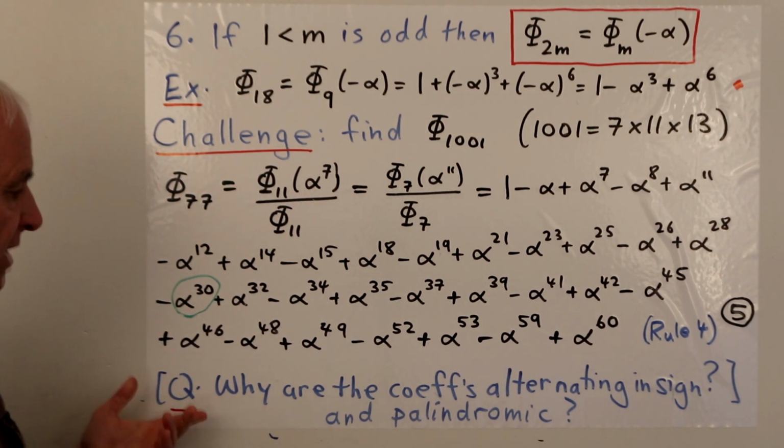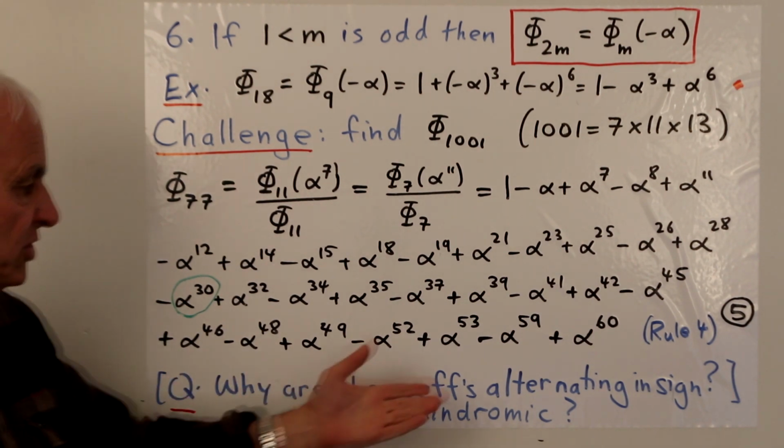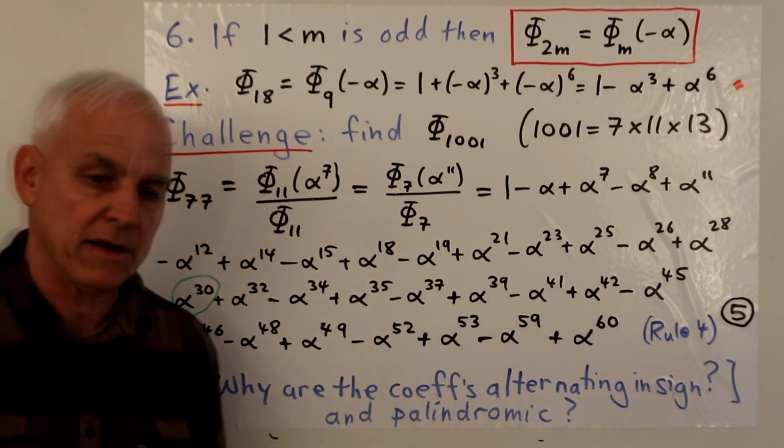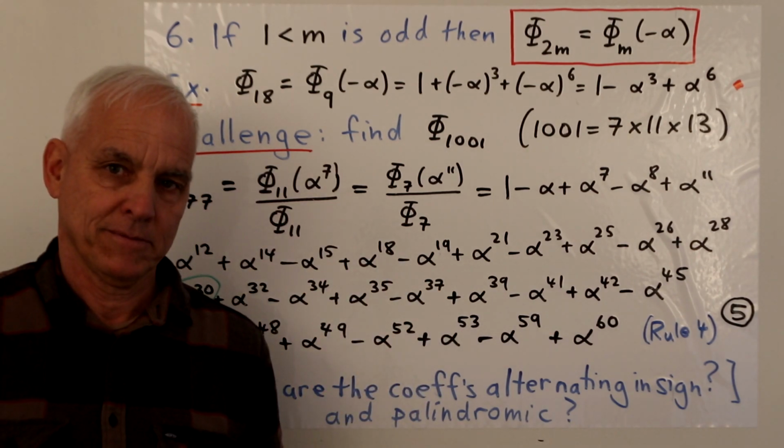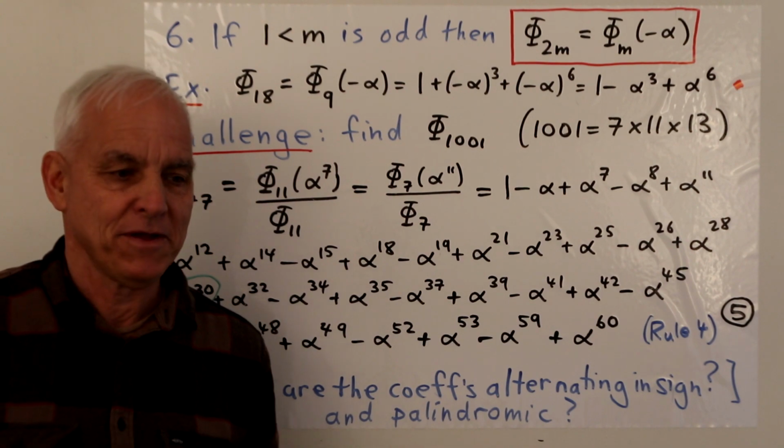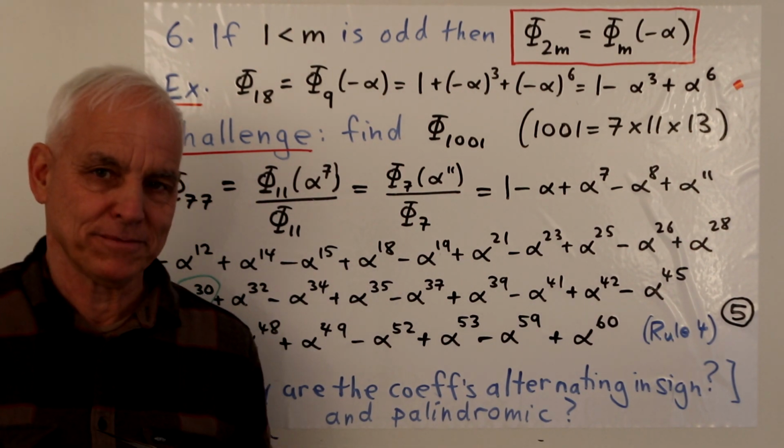Raises the questions like, why is that happening? Why are these coefficients alternating in sign, and why is there a palindromic aspect? That's a great thing to think about if you're a sort of an amateur mathematician.